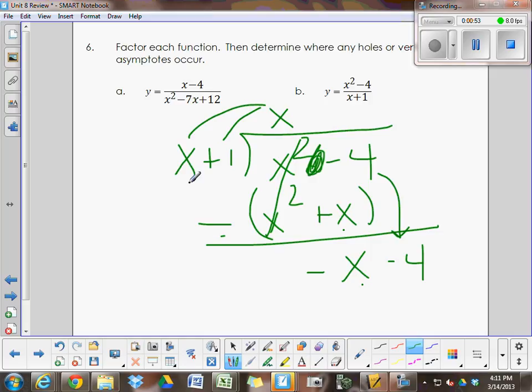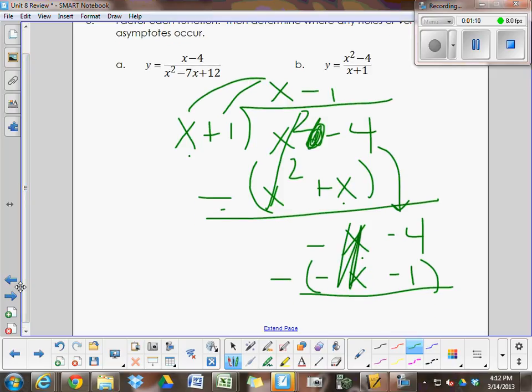So x times what makes negative x? Negative 1. We distribute again, and you get negative x minus 1. Put a line and subtract. The negative x's cancel. Negative 4 minus negative 1 is negative 4 plus 1, or negative 3. So we now have a remainder, negative 3, and you put it over x plus 1.